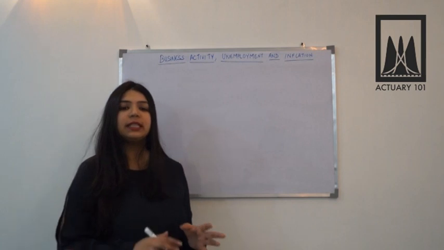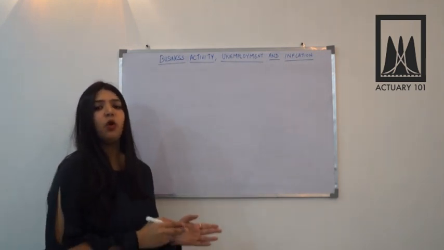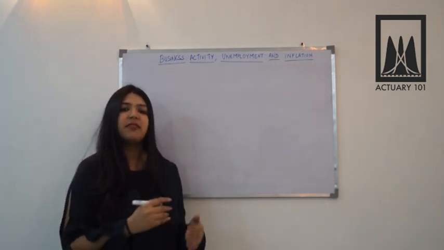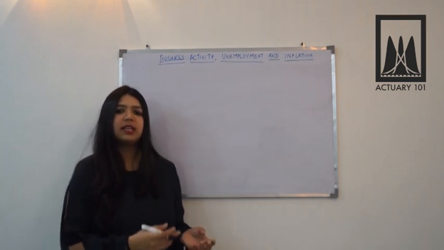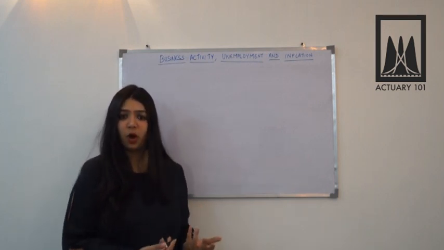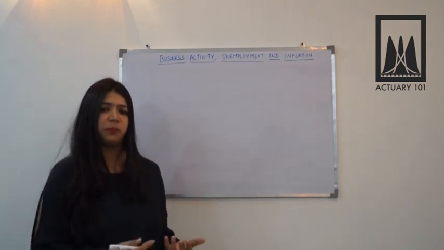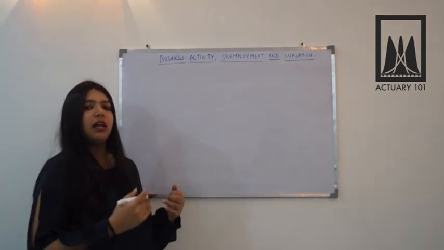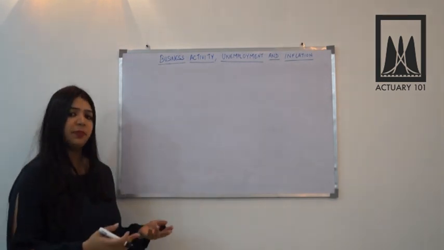Now, having looked at these two cases, we can draw a conclusion that unemployment and inflation cannot occur at the same time, because when there is a deflationary gap, there will be unemployment, that is, there will be demand deficit unemployment. When there will be an inflationary gap, there will be inflation and no unemployment. So we can say that unemployment and inflation are inverse of each other. They cannot happen at the same time.